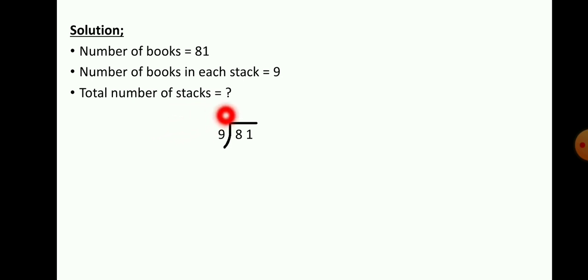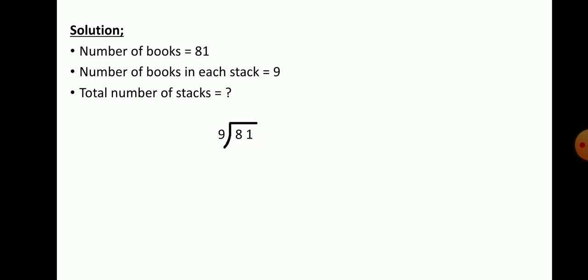For that, we'll write 9 outside the square root because it's our divisor, and we'll write 81 inside the square root because it's our dividend. Now, recall the table of 9 to solve this. So first we'll focus on the first digit of the dividend, and first digit is 8. So 8 is smaller than the divisor. So what we'll do, we'll also take along the second digit, that is 1. So we'll consider it 81. Now tell me, 81 comes in the table of 9? Yes. How many times? 9 times.